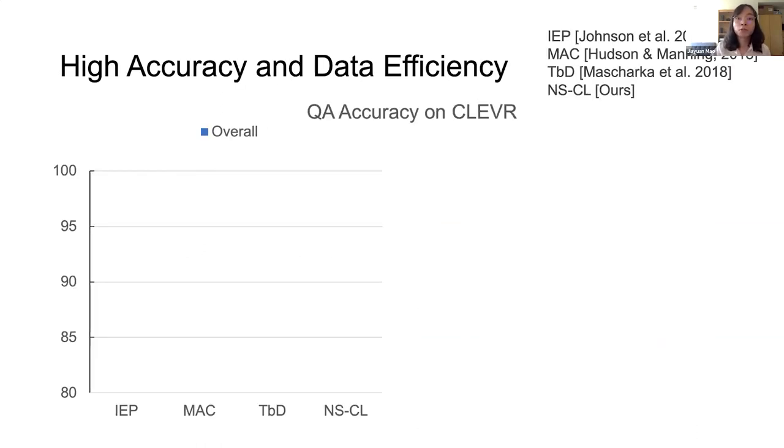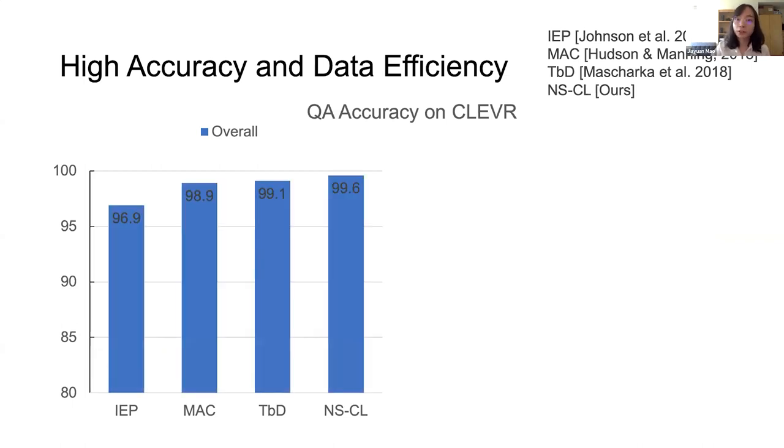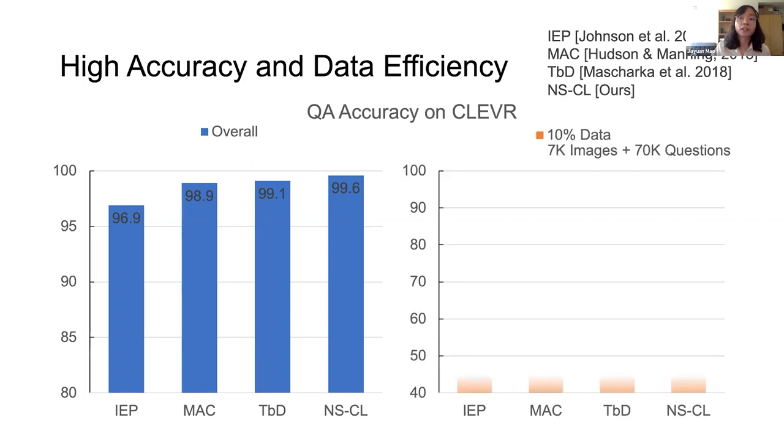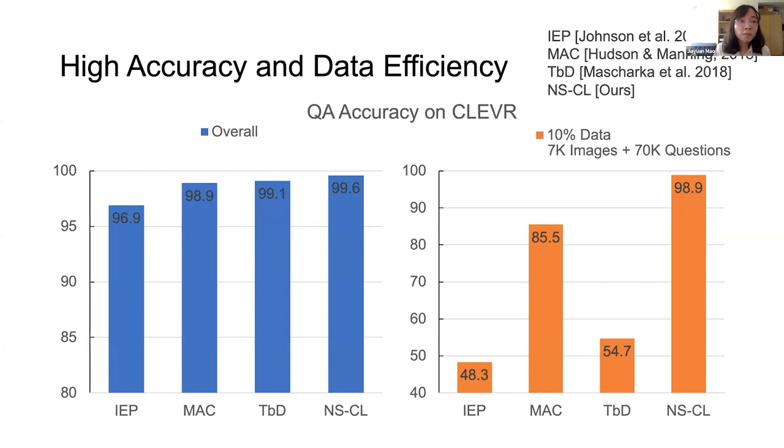So our approach brings multiple advantages over prior art. First, if we look at the query accuracy on the standard test bed, the CLEVR dataset for visual reasoning, our model reaches state-of-the-art performance compared with other baselines. Moreover, our model is more data efficient. Using only 10% of the training data, our model can achieve a performance of 98.9 in query accuracy, surpassing all baselines by at least 14%.